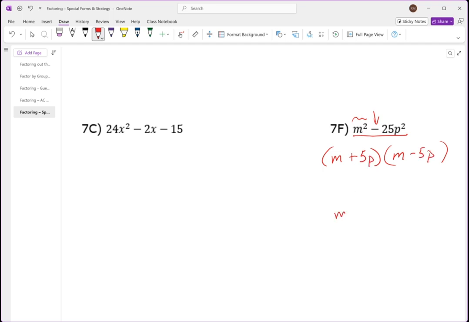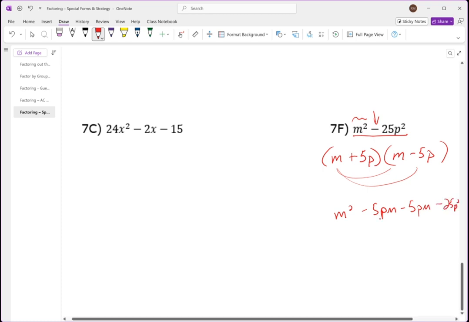And don't forget, you can check your work by multiplying out. I like that this is 5p and 5p, but they will cancel out.